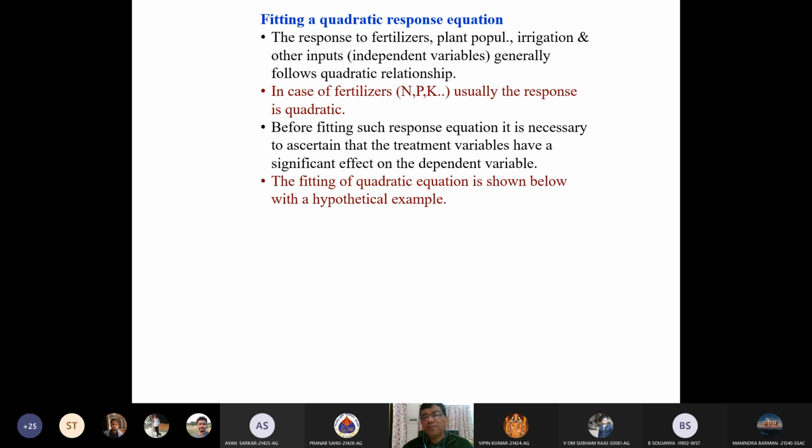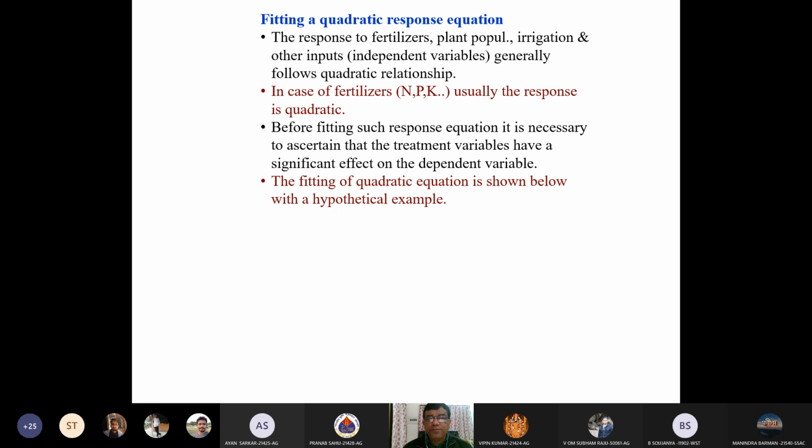So most of these variables have a quadratic relationship. Response to fertilizer, plant population, irrigation generally follows a quadratic relationship. Based upon experience, people have already done this kind of work, and they have found that in most of such cases, we observe a quadratic kind of response. In case of fertilizer, usually the response is quadratic.